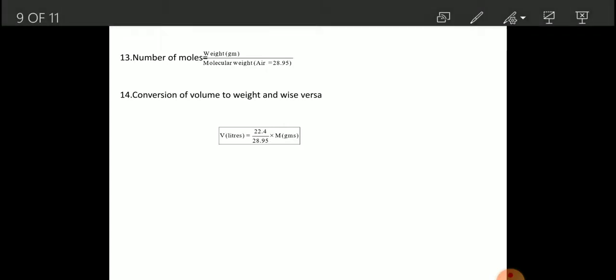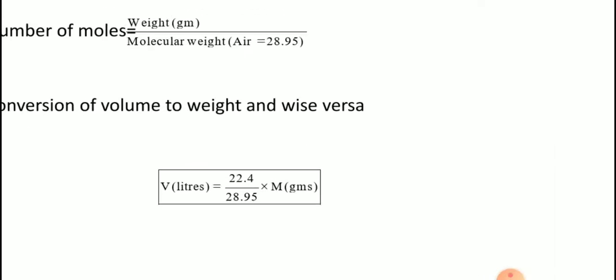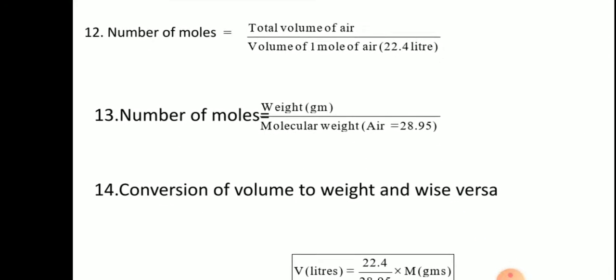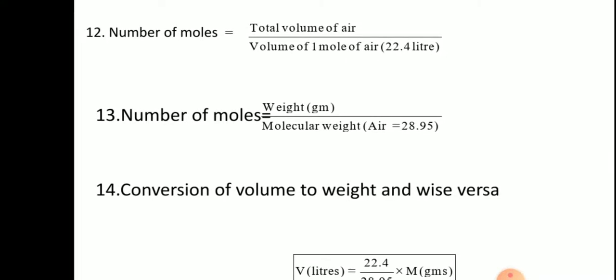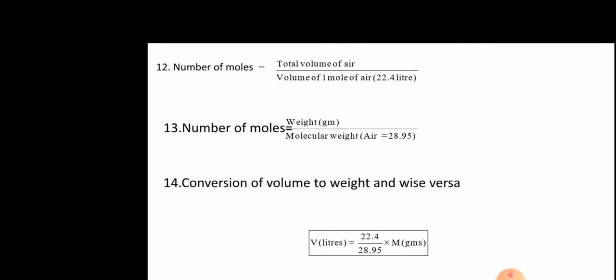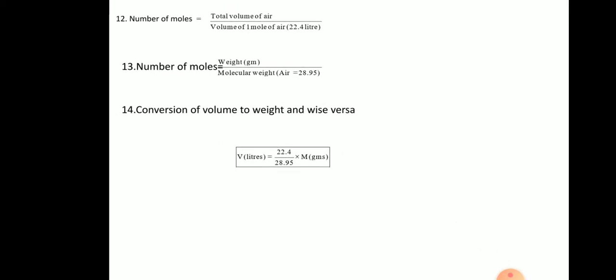Formulas number 12 and 13 are the number of moles calculation when the total volume of air or weight of air is given. In the 14th point, conversion of volume to weight and vice versa is given. When air's weight is given, we can use this formula to convert it into air's volume.